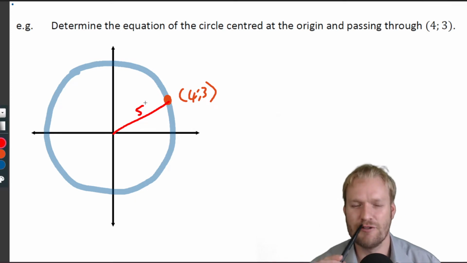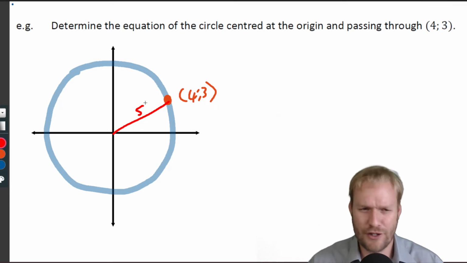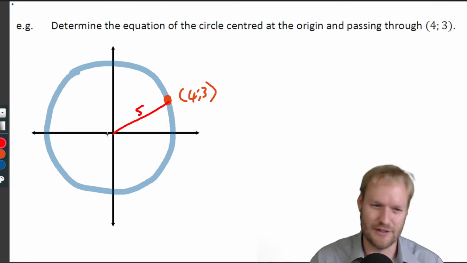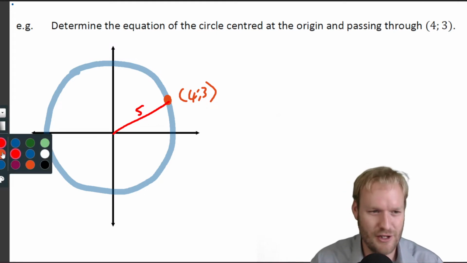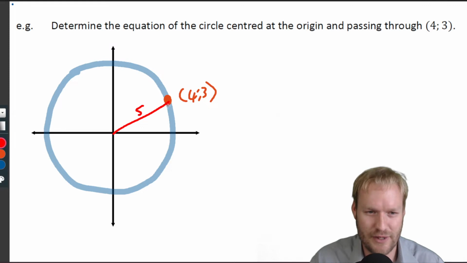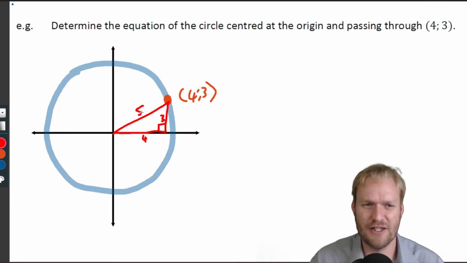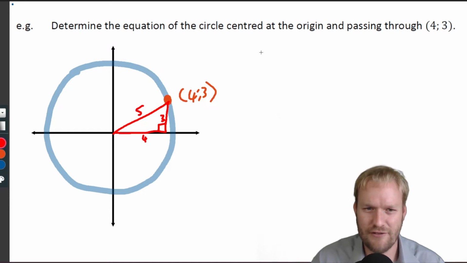Now, how do I know it's 5? Well, we could use the distance formula, 4 minus 0 squared plus 3 minus 0 squared. But let's use our dear old friend Pythagoras. If we had a right angle triangle, that would be 4, that would be 3. Well, we know that that's 5. In other words, the radius of the circle is 5. So to get the 5, we said, well, 4 squared plus 3 squared gives us the radius squared.